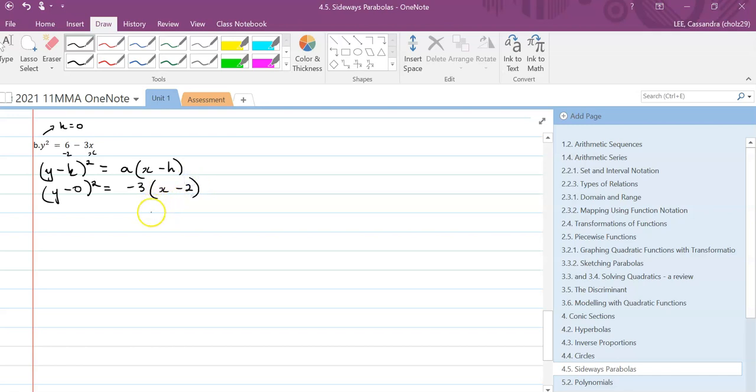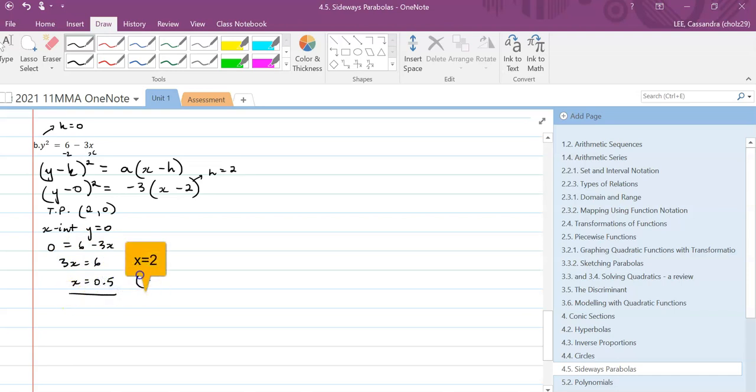All right, now that is so easy to see where the turning point of our formula is going to be. The turning point of our formula is going to be here. So this is going to be h is equal to 2. So we have our turning point at 2 and 0. Then let's go ahead and find our x and y intercepts. So the x-intercept is when y is equal to 0. When y is equal to 0, we have 0 is equal to 6 take 3x. And so x is equal to a half. Okay, so we've got our first intercept here.